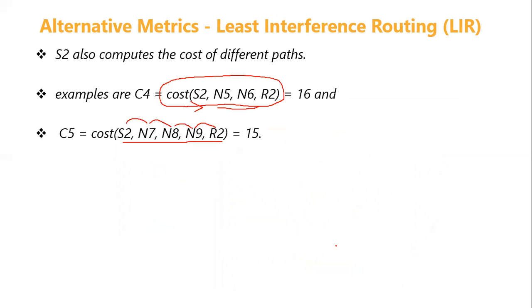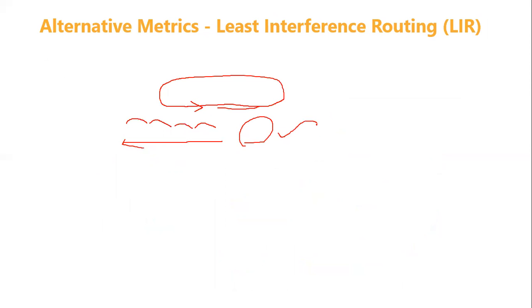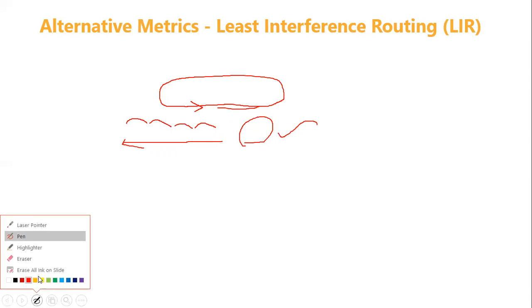So what happens here is, even though this path has a longer hop count, with respect to least interference, this is better. So for S2 to R2, we will go with this particular path. This is how the least interference routing algorithm works.